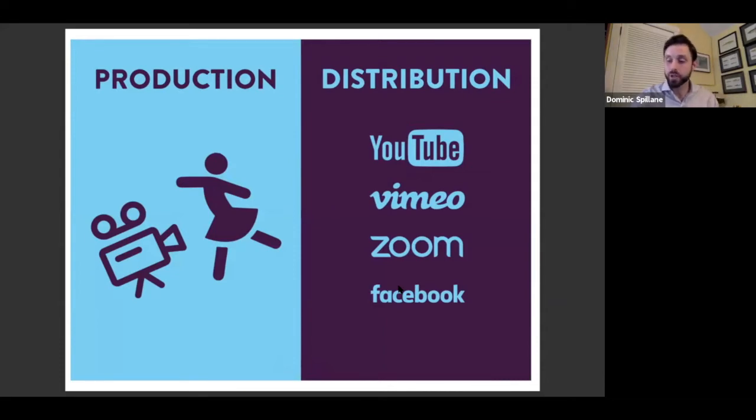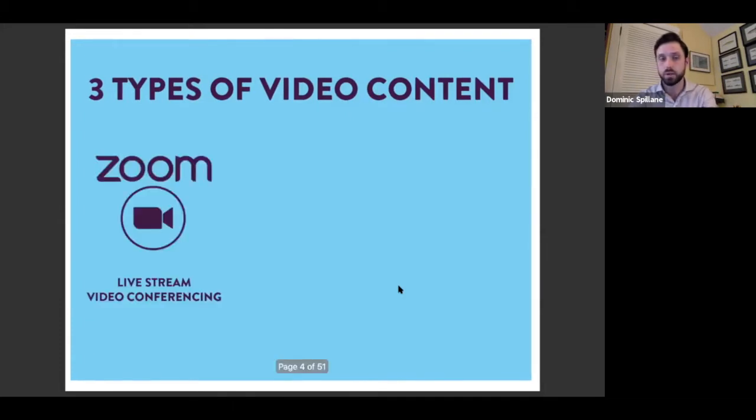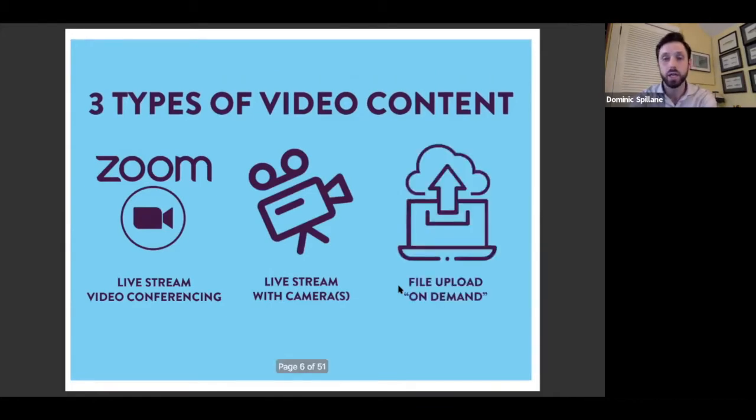How you capture the content can dictate where you can put it online, and where you want to put it can impact how you should capture it. So let's talk about the three different kinds of content that you can create. So first, let's talk about Zoom, video conferencing, i.e. Zoom, right? So video conferencing software. Then there's traditional live stream with cameras. And finally, you can upload video files.